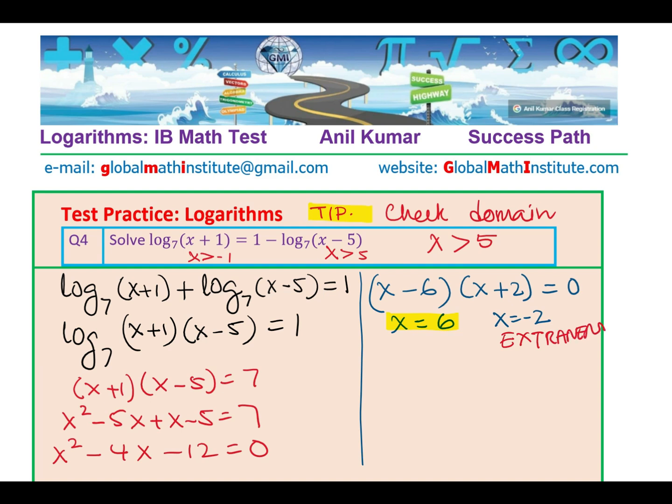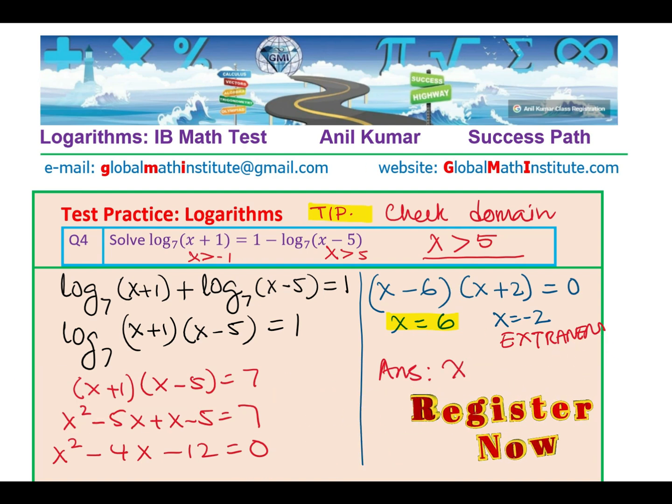That is what I meant, right? You don't have to check it now because we know that the domain is x greater than 5. So our solution is x equal to 6. Makes sense, right? Very important logarithmic equation.